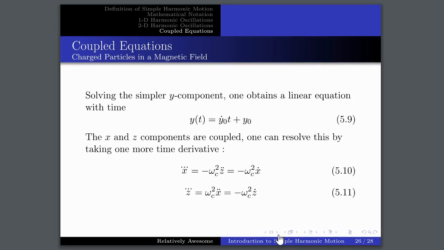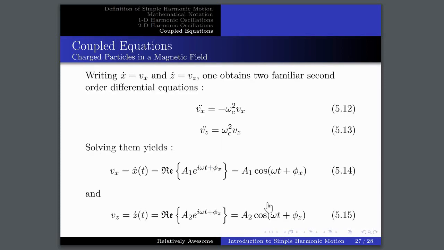an equation that resembles the simple harmonic oscillator. If we write x dot as v sub x and z dot as v sub z, we obtain the following equation that is exactly the same as a simple harmonic oscillator. Thus, the velocity components in the x and z directions must have the same form as a simple harmonic oscillator.